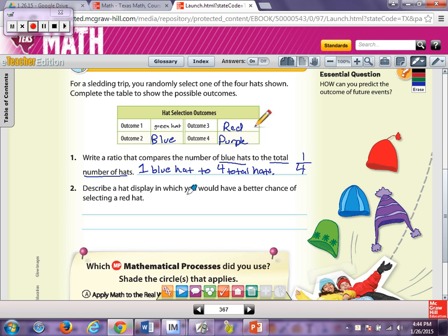Okay, so now we have to describe a hat display in which you would have a better chance of selecting a red hat. So I can create anything I want. So if I say I had a drawer with 5 red hats and 2 blue hats, that will give me a better chance of selecting a red hat. Now we're ready to move on to the next page.